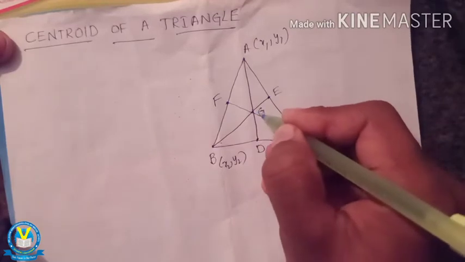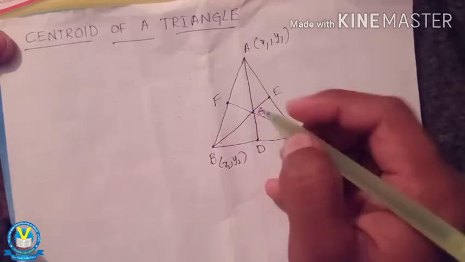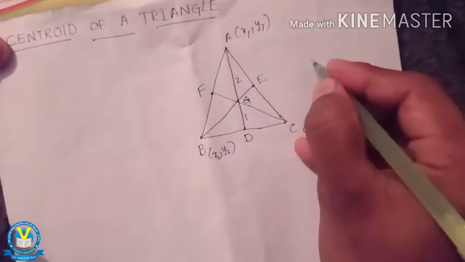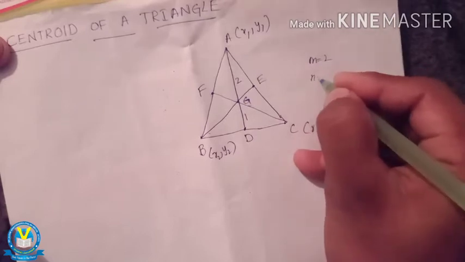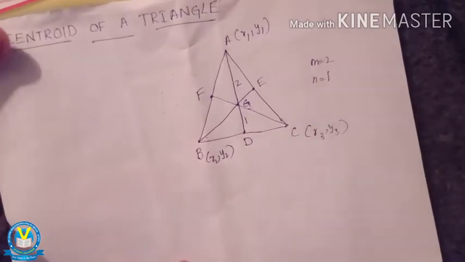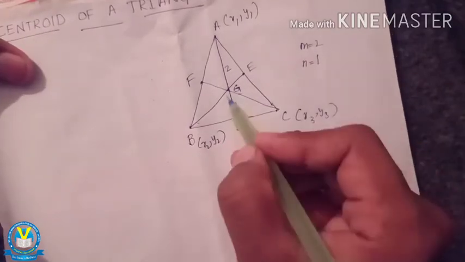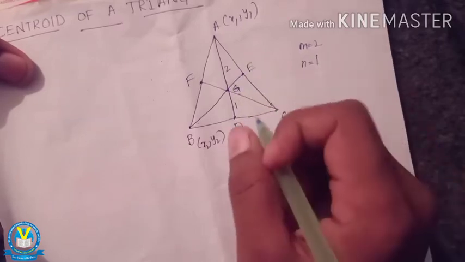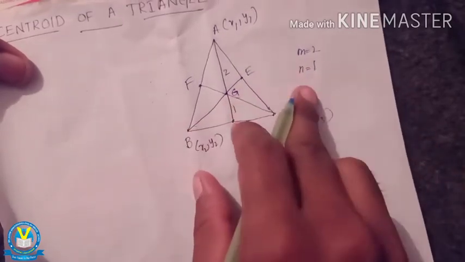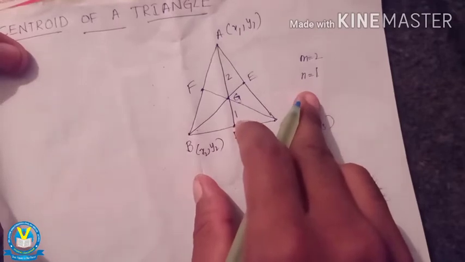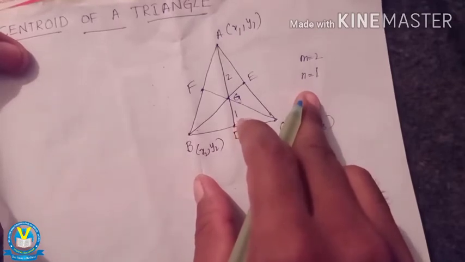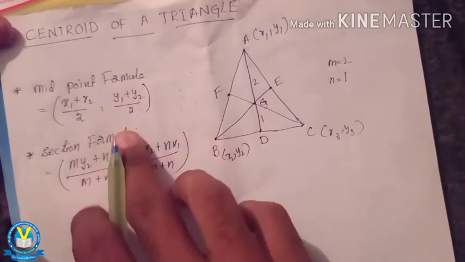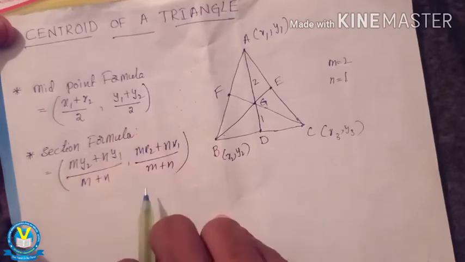Here G divides AD in the ratio of 2:1. So here M equals 2 and N equals 1. Why? Because the centroid cuts AD in the ratio of 2:1. So that's why M equals 2, N equals 1. In our previous session, we already discussed the section formula and we already know the midpoint formula: x1 plus x2 by 2, y1 plus y2 by 2, and the section formula.